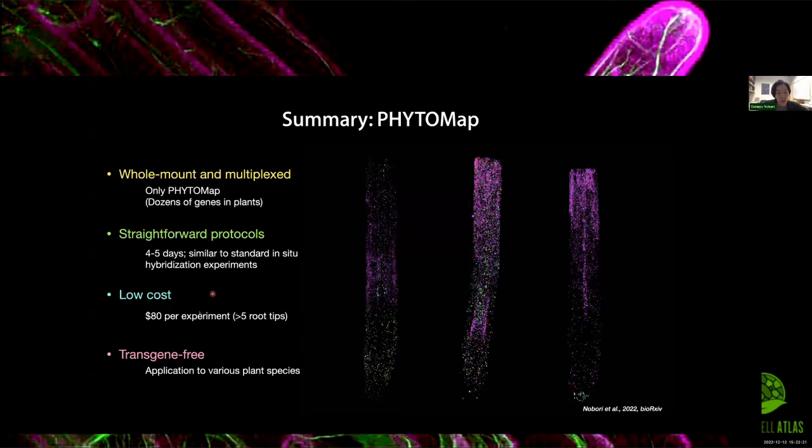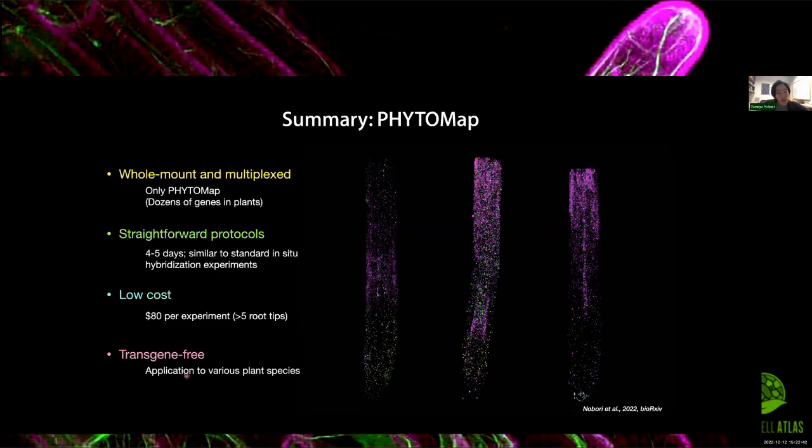And it's very low cost, about $80 per experiment, although you will need a bit of investment to really buy all the probes. But if so, the per experiment cost will be much, much lower than commercially available spatial omics, although they do different kinds of things.